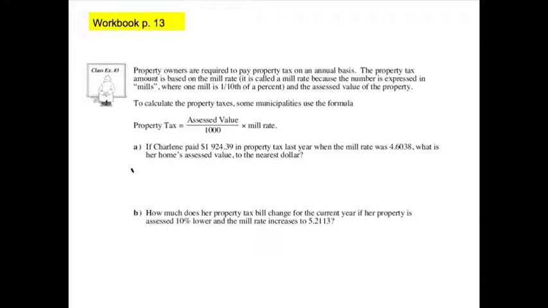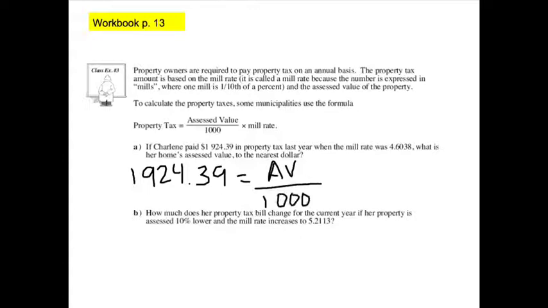Property tax, well, she paid that: $1,924.39 is equal to, well, we don't know what the assessed value is, so I'll just leave that as AV divided by 1,000 times 4.6038. Now all we need to do is solve for the assessed value.